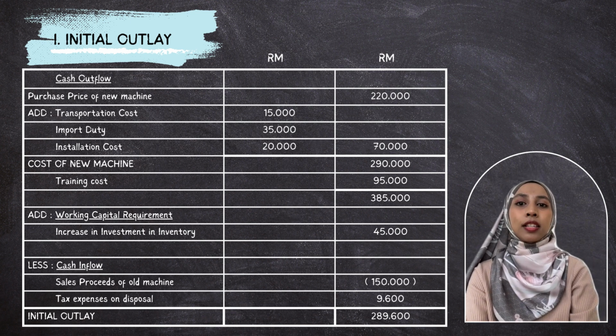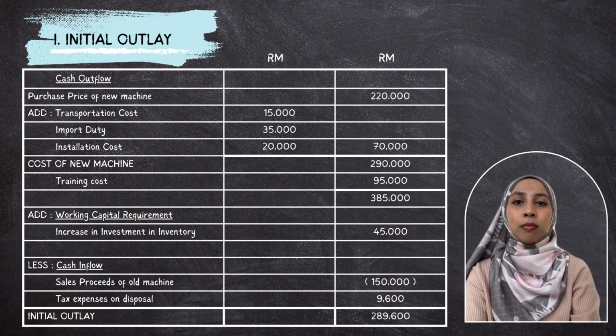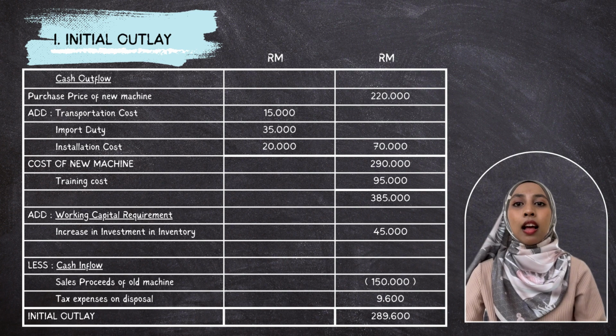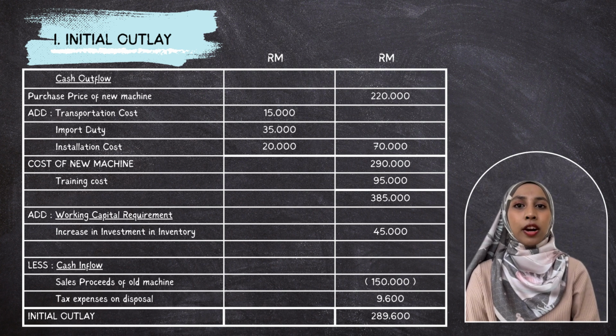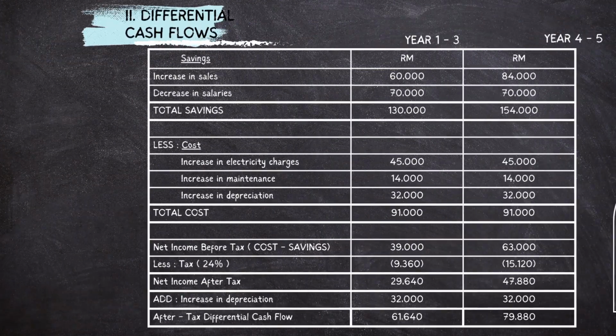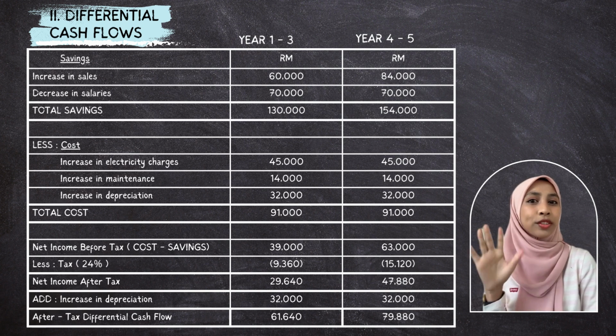Finally, we deduct cash inflows, which include Rm 150,000 from selling the old machine, minus Rm 9,600 in tax expenses. This gives us an initial outlay of Rm 280,600. Let's discuss the differential cash flow for year 1 to year 5.